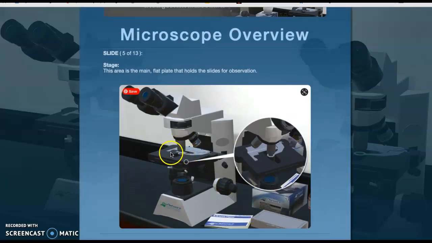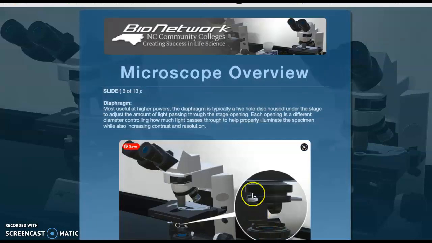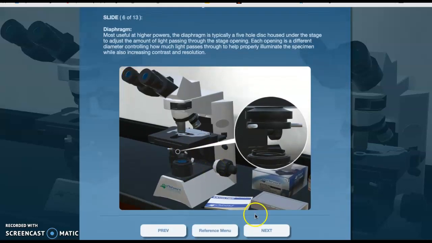So underneath the objective lens is a stage. Now this stage can raise and lower, and a lot of times it has little clips that hold on to your slides. And underneath the stage is usually a light diaphragm or light adjuster. This is a way to adjust the amount of light coming in. I'll show you how that works here in a minute.